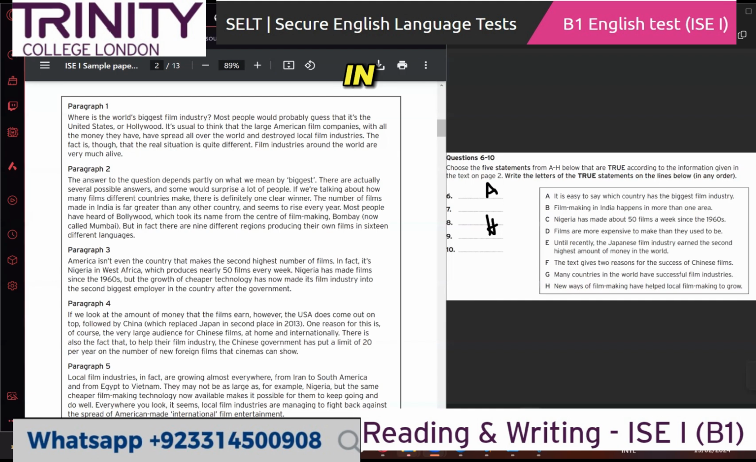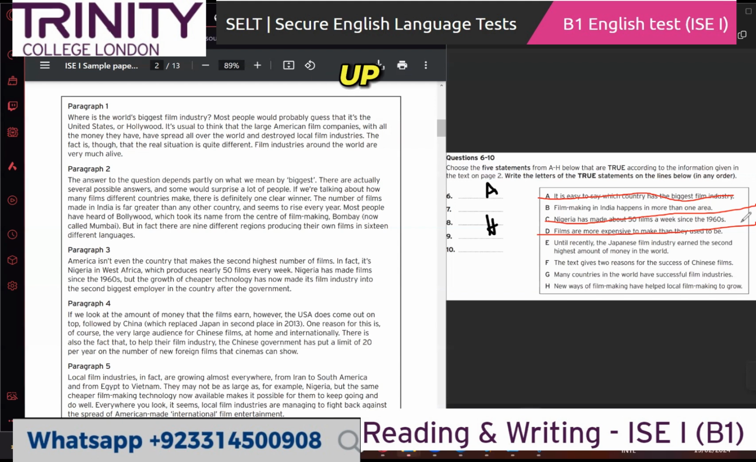G, many countries in the world have successful film industries. That's also true. H, new ways of filmmaking have helped local filmmaking to grow. That's also true. So the false statements are actually A is false, B is true, C is false, more expensive, and D is false. The rest of the statements are true: B, E, F, G, and H.